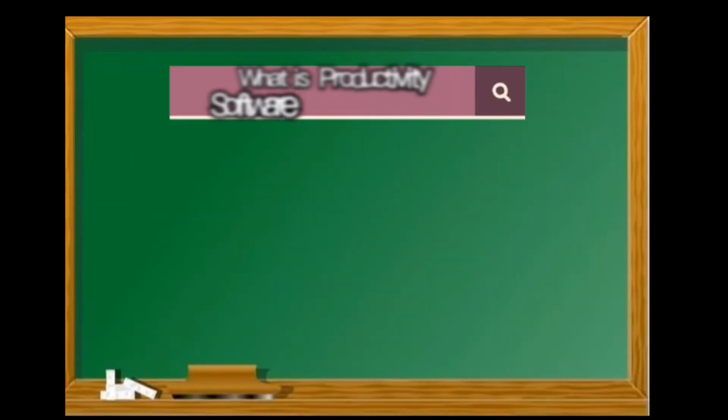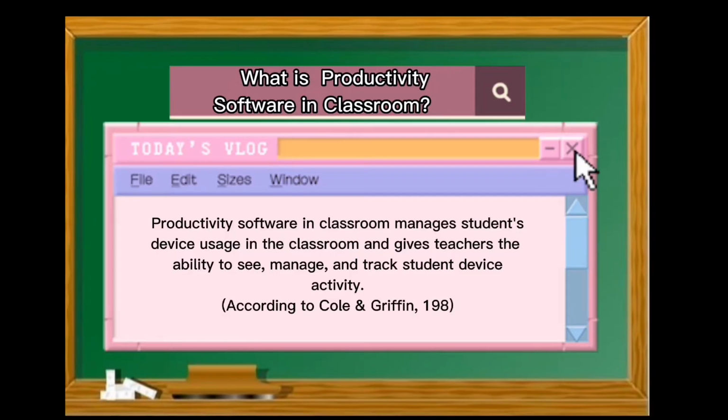What is productivity software in the classroom? Productivity software in the classroom manages students' device usage and gives teachers the ability to see, manage, and track students' device activity. It is according to Cole and Griffin. Without this software, it is nearly impossible for teachers to keep an eye on every student's computer screen in the classroom, so it supports instruction and learning for teachers and students.